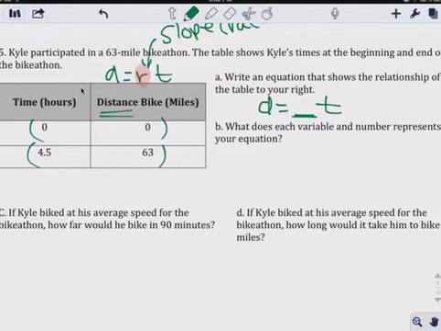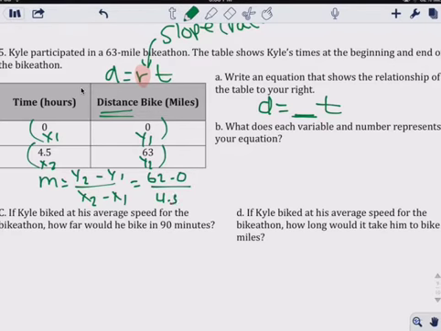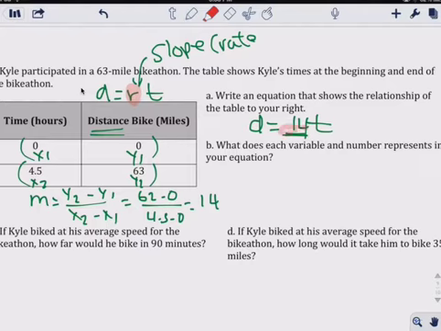So we do m equals y2 minus y1 over x2 minus x1. Here's y2, y1, x2, x1. So it's 62 minus 0 over 4.5 minus 0, which, if you use the calculator, gives you 14. That's how we got that: the rate of change, or the slope, is 14.